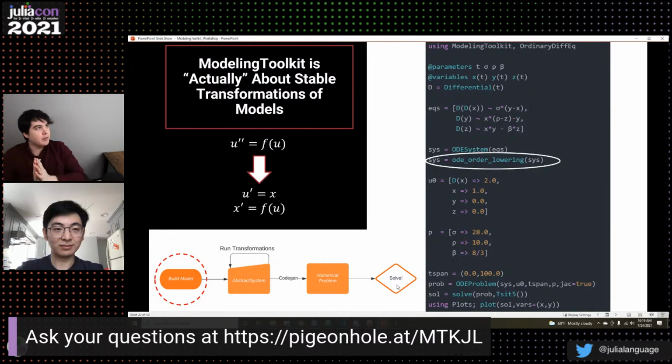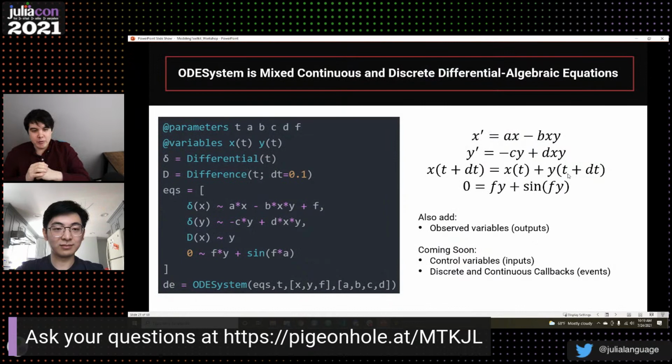So really, when I say build a model, building a model in Modeling Toolkit doesn't have to look like this. It'll look very different depending on a lot of cases. So here, for example, is a mixed continuous and discrete differential algebraic equation, right? You can start to say, well, I have differential variables and I have difference equations. So at every dt equals 0.1, do a discrete update, but also be running a differential equation.